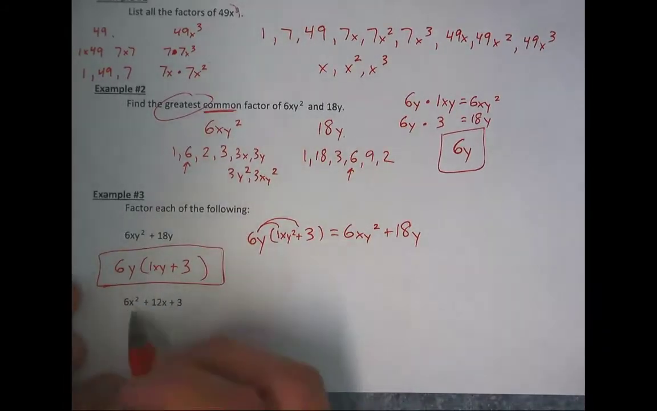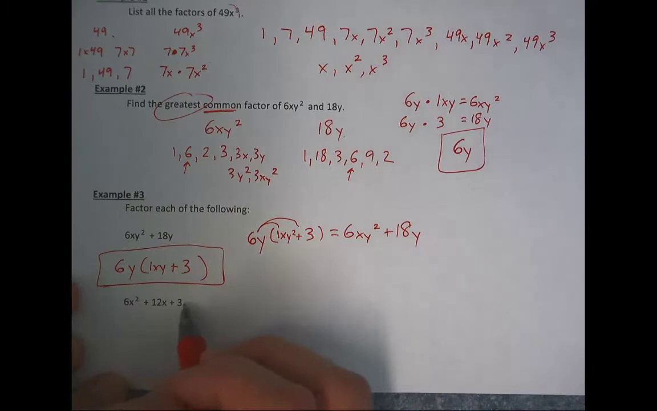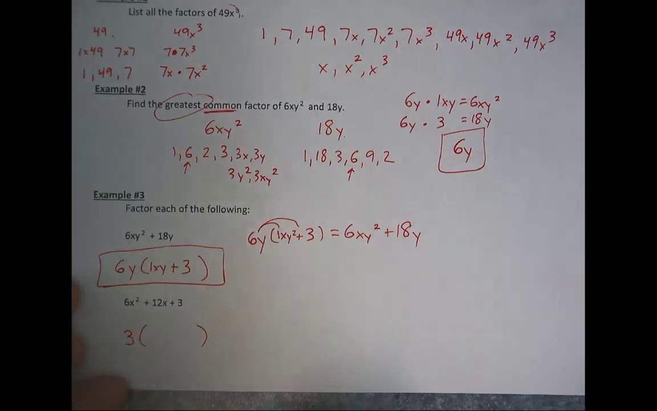How about a trinomial? Well, first of all, there's no x on this one. So I cannot pull an x out of this because whatever you pull out has to be in every single term. So I'm only going to be pulling out a coefficient here. What number goes into 6, 12, and 3? The biggest number is 3.